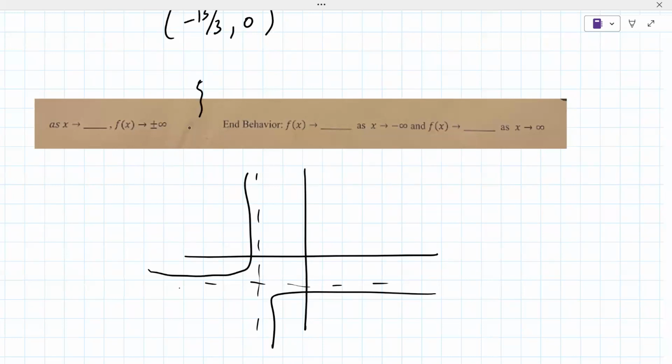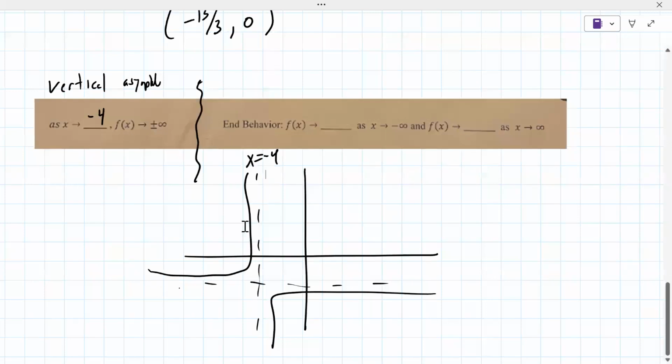All right, so I'm trying to decode this. So this first part is referring to the vertical asymptotes. And it's very awkwardly written. Let me just give you the answer here, and then we'll work backwards. Why is it the answer? So as x approaches -4, this vertical line right here is -4.